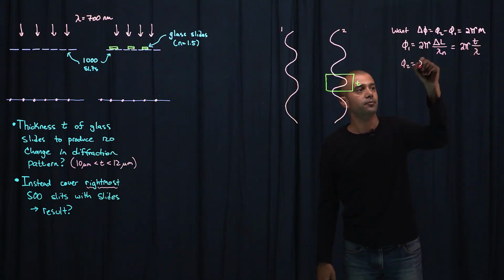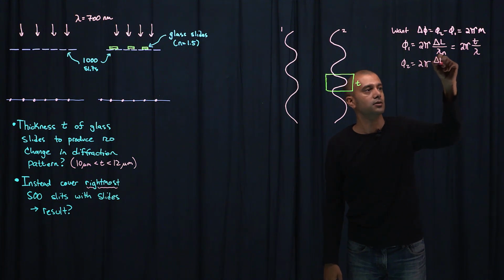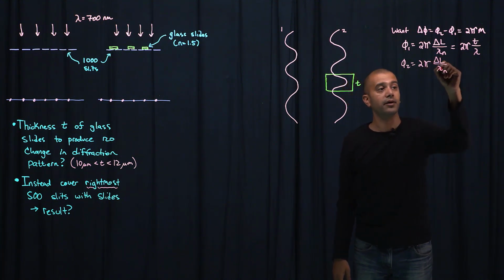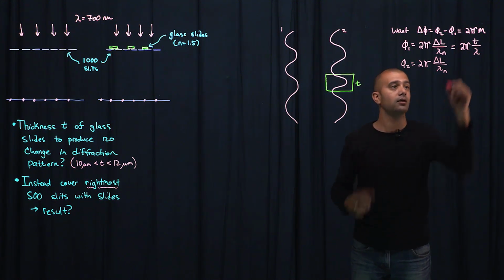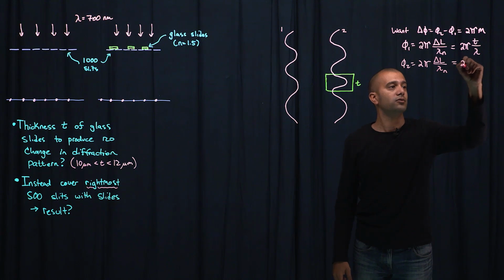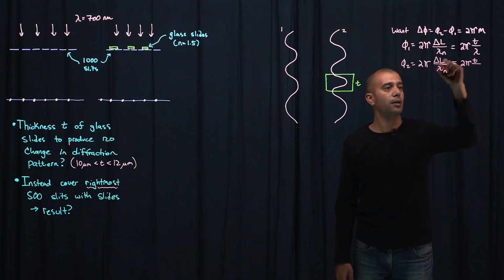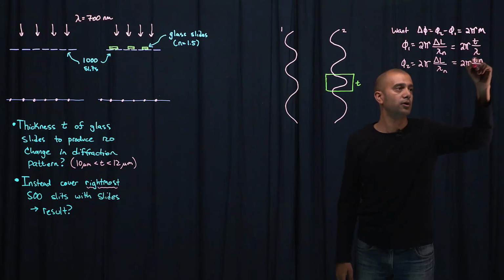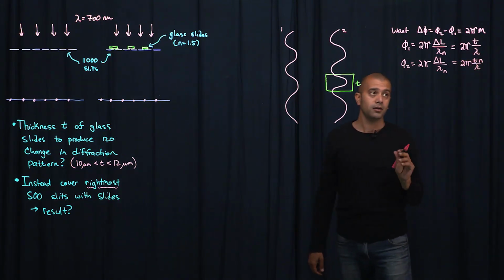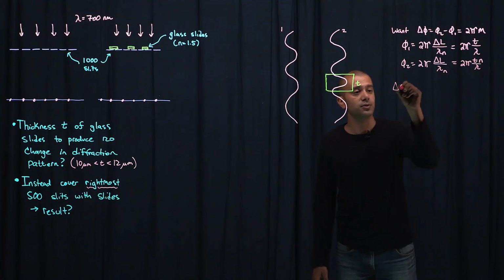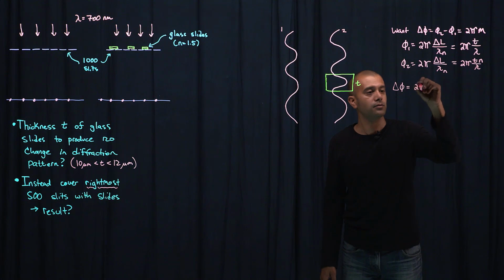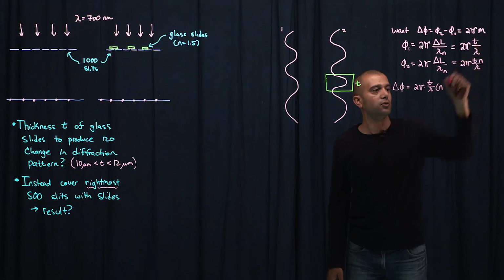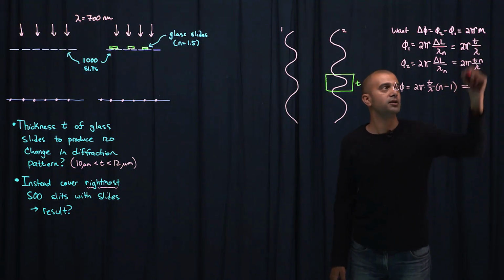For the second wave, it travels the same distance, but the wavelength is the wavelength in air divided by n because it's in a refractive medium, so its wavelength reduces by the factor of n. So we're going to have 2 pi times t divided by lambda over n, which means I can put the n on the numerator. So that's what you get. Now the phase difference, therefore, which is the difference between these guys, is 2 pi times t over lambda times n minus 1. And I want that to equal 2 pi times m.